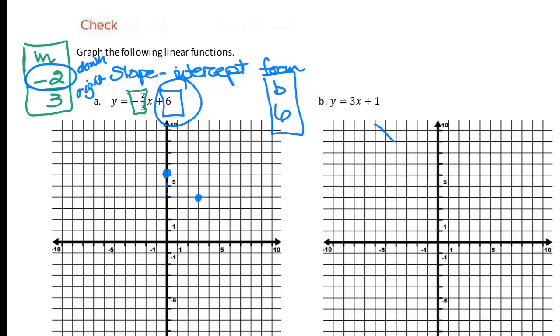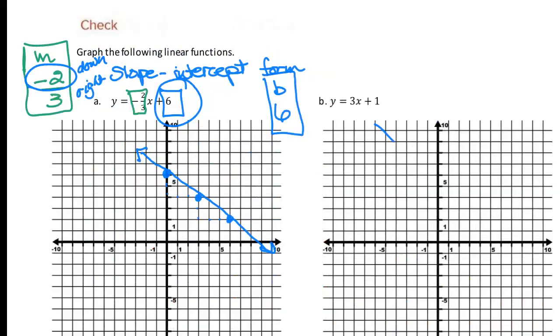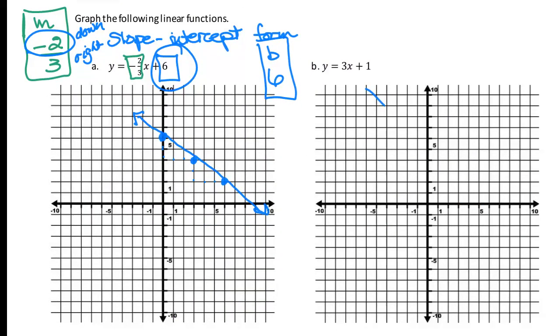There's my new point. From that point, you can go down 2, 1, 2, and 3 to the right, 1, 2, 3. I usually like it if you can have 3 points because I think that makes your line even straighter. All right? So connect those with a straight edge line. And that is the graph of your equation. All right?